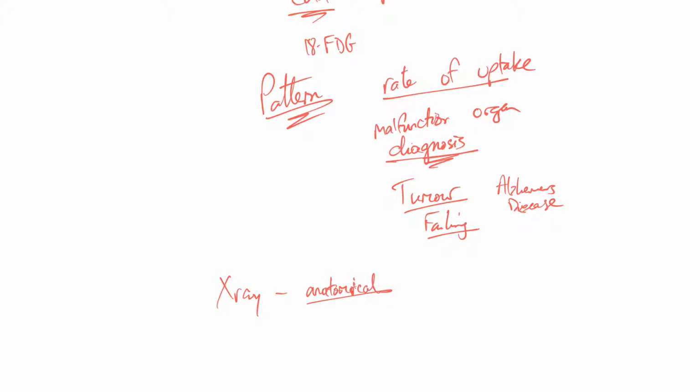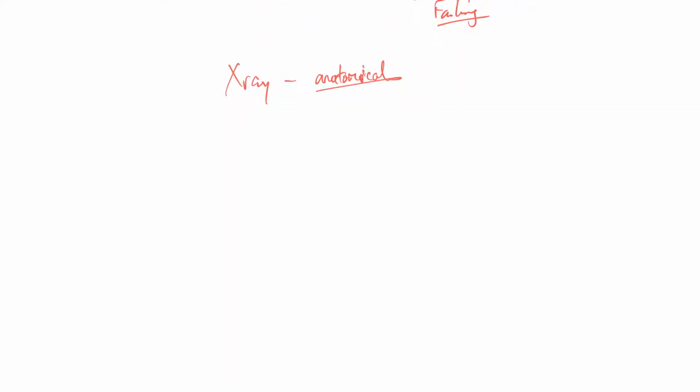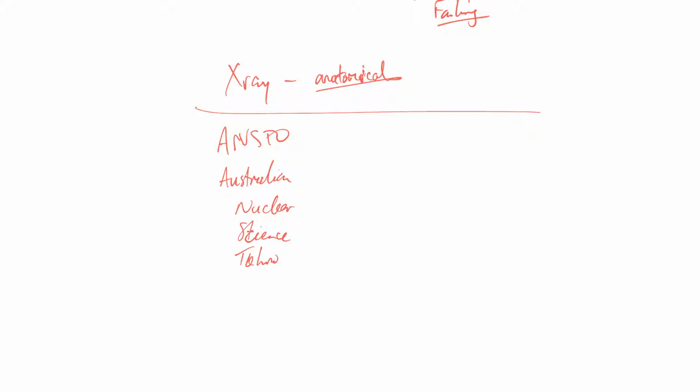Where do they come from? Where do we get radiopharmaceuticals from? In Sydney, it's ANSTO, the Australian Nuclear Science and Technology Organisation, and they produce molybdenum-99, which decays to make our technetium-99m.